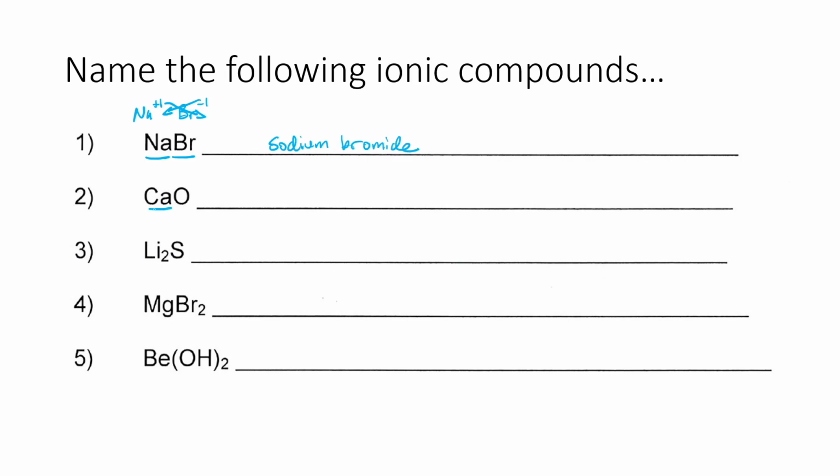Next one, this is a calcium with an oxygen. So we'll do calcium oxide. Then we have another one here. This is lithium right here, 2 of them with 1 sulfide or a sulfur. So this is going to be lithium sulfide. And then MgBr2, that's magnesium right there, and that's bromine. So we put them together, and what do we get? We get magnesium bromide.